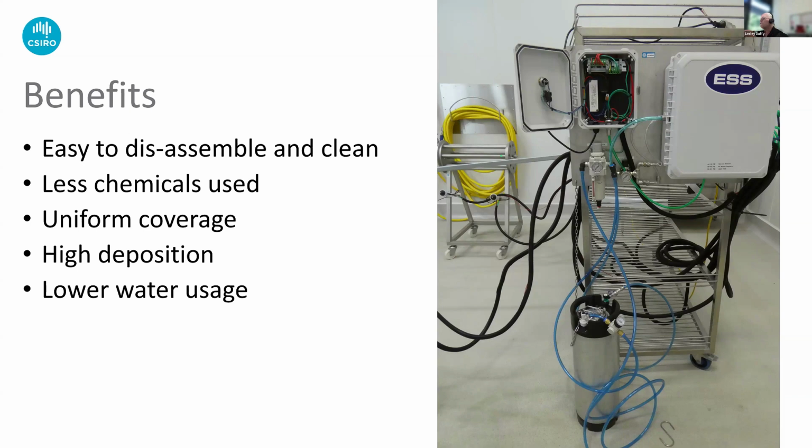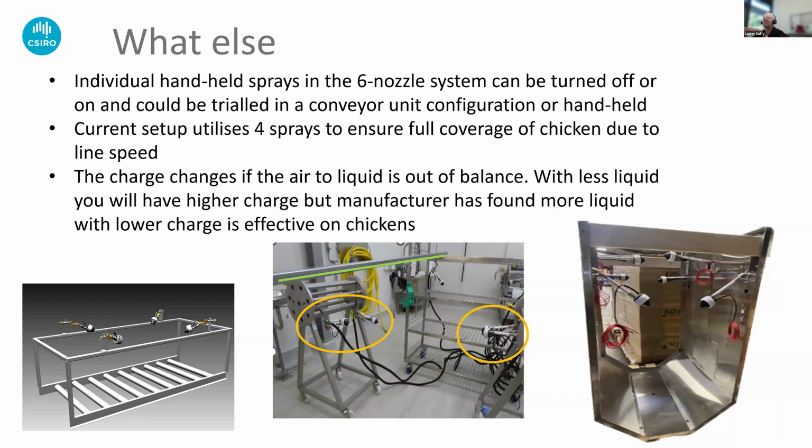And then obviously lower water usage if you're not producing a dip that you've got to continually keep topped up and ensure it's got the right level of chemical. And you're just spraying the birds. We should also be using lower water, so you've got some sustainability benefits as well. So what else can we tell you about the system? As I said, we bought the individual handheld sprays in a 6-nozzle system. You can turn off individual nozzles or turn them on. The current setup we utilise is with 4 sprays, and that's in the middle there.